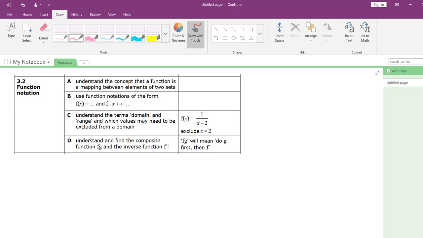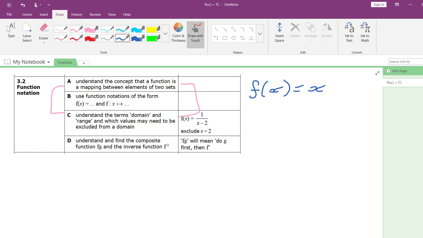Okay, today we're looking at section B of the function notation part of the specification, and this part is relatively easy compared to last video. What we're going to do is translate the diagram that we came up with last time into something mathematicians like a little bit more. For example, we could take f of x and say this is equal to x.